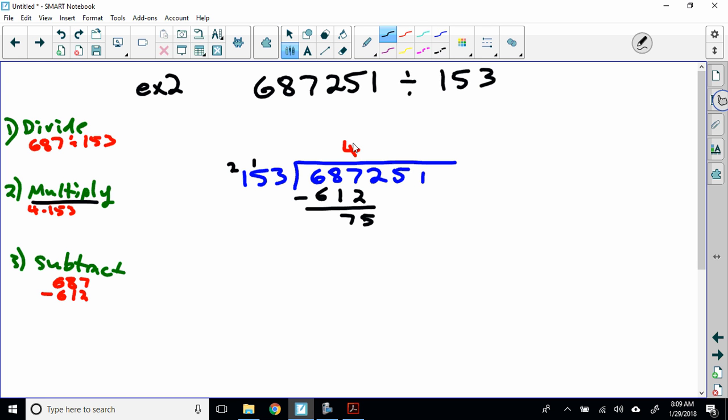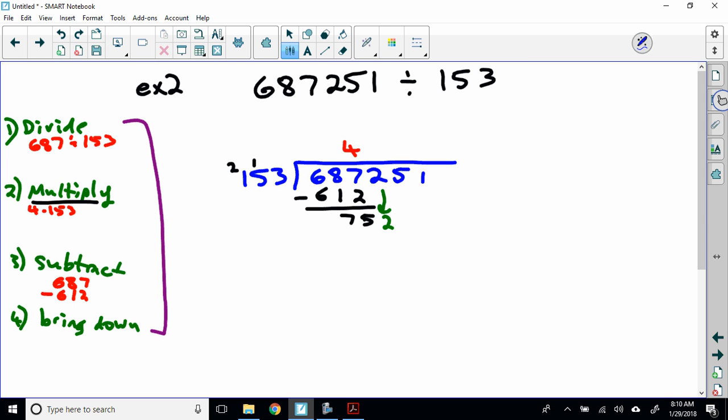So there's another step. Not add. We have to do some bringing down. Okay, so there's this other step called bringing down. Because we don't have enough with that 75 to see how many times 75 goes into 153. So we bring down this 2. And then what ends up happening is that whole cycle, this whole procedure, is going to repeat again. And we go back to the top of the list.